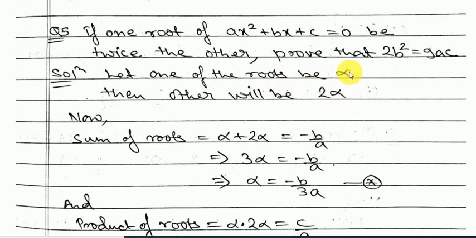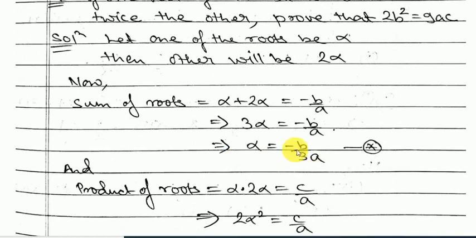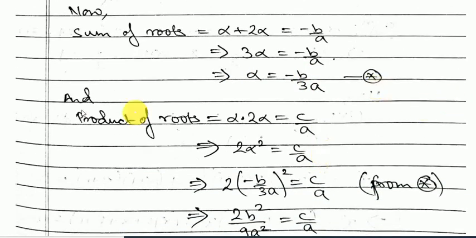So one root I assume is alpha, then the other is 2 alpha. Now I know the relation between the roots in terms of sum and in terms of product. So when I take the sum, alpha plus 2 alpha, I get minus b upon a. That means 3 alpha is equal to minus b upon a, so the value of alpha is minus b upon 3a. Done. Leave this as equation star.